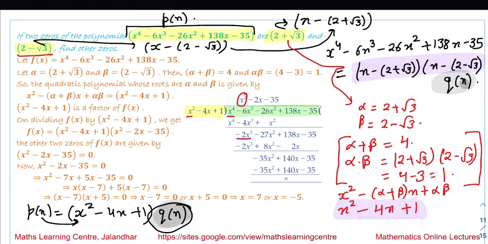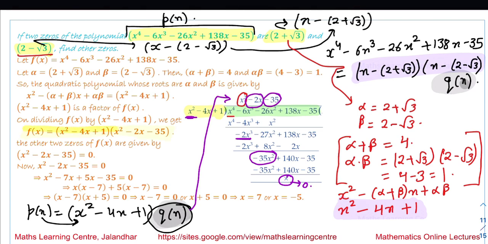Again, when we compare -2x³ and x², we have to multiply by -2x. We will be left with -35x² and x², so it is -35 over here, and the remainder we obtain is 0. So it means the value of q(x) that we will have is x² - 2x - 35.